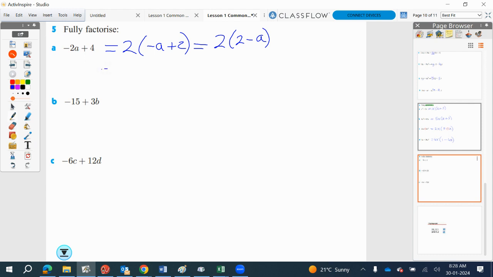You can factor out a minus 2 from this. If you factor out minus 2, you're going to get a minus 2, like this. So you can factor out the minus 2. The second one, I would recommend factoring out the 3. If we factor out the 3, the b is going to be positive, and this will stay negative. I would write them this way around. For this last one, definitely we're going to factor out the 6. That's going to give us 2d minus c.